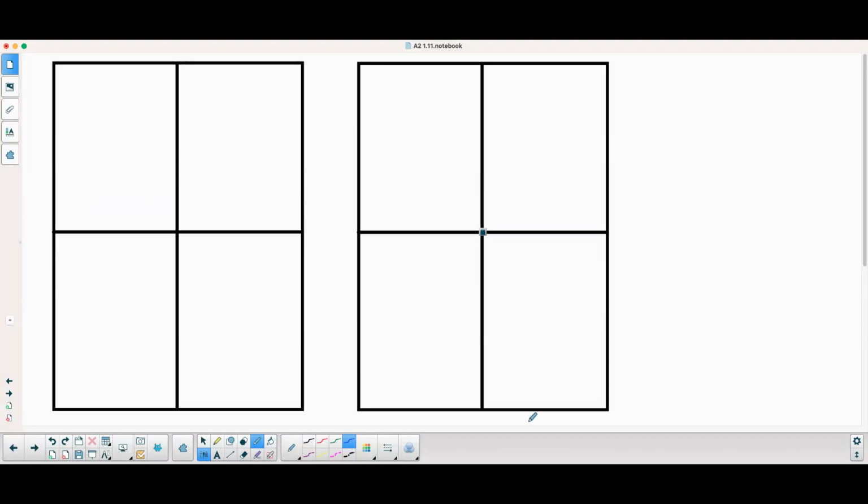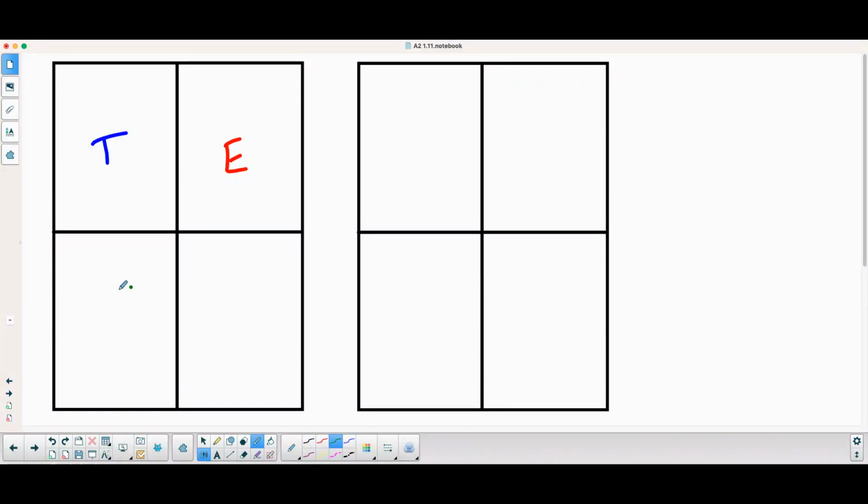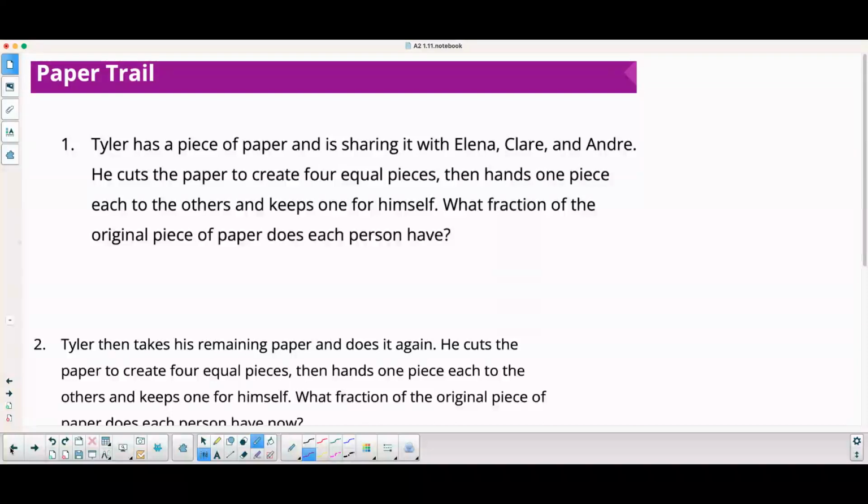So I drew this out here. So we got Tyler, Elena, what are the other names? Claire and Andre. Okay. So each person has 1/4 of the original. Okay. So this one would be 1/4. Very simple. All right, let's take a look at number 2.